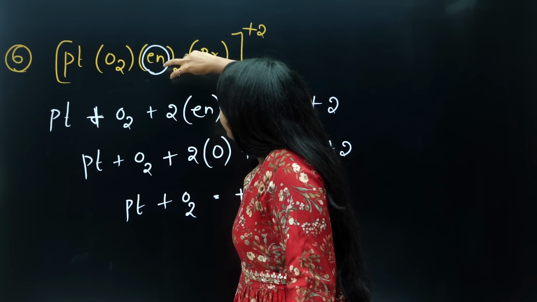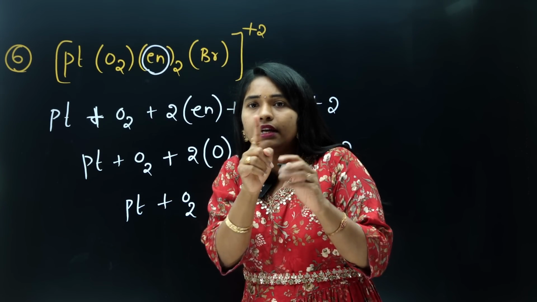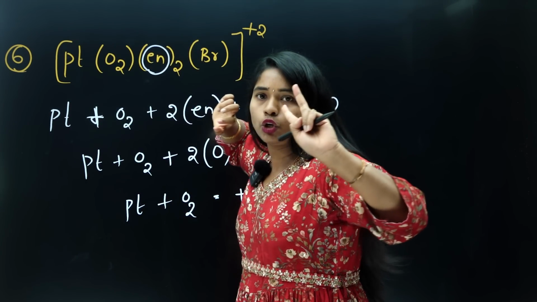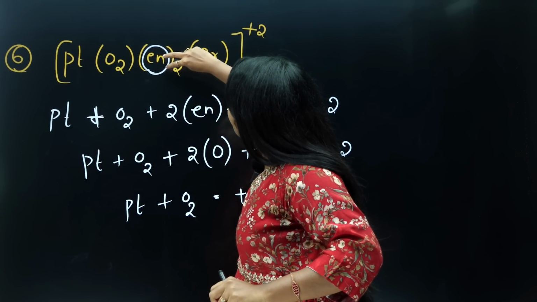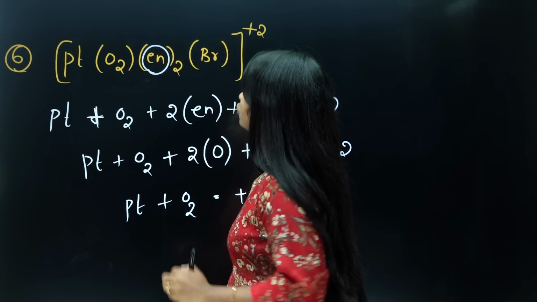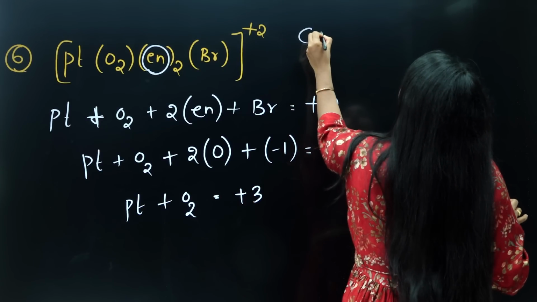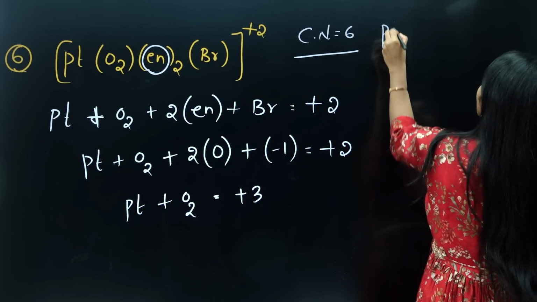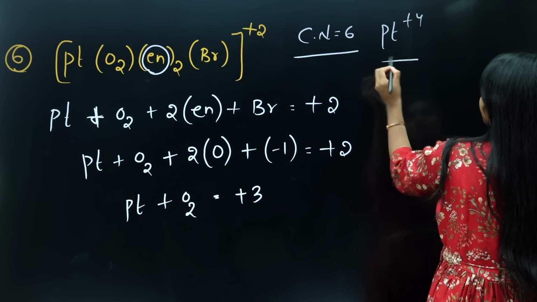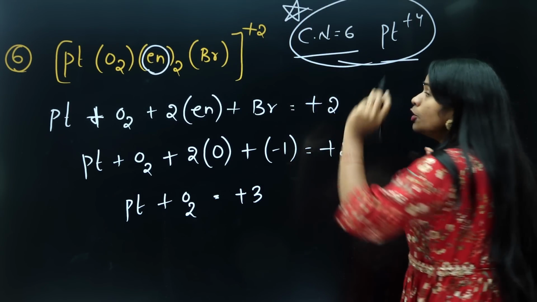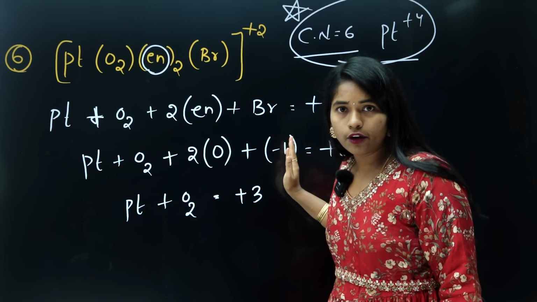meaning 2 bidentate ligands. One bidentate ligand means 2 sides will be there, so 2 donors, 2 plus 2 is 4. Coordination number here is 4, 5, 6. Total coordination number is 6. I gave you this earlier. Platinum will be in +4 oxidation state. This is the most important information you should know to solve this kind of questions.